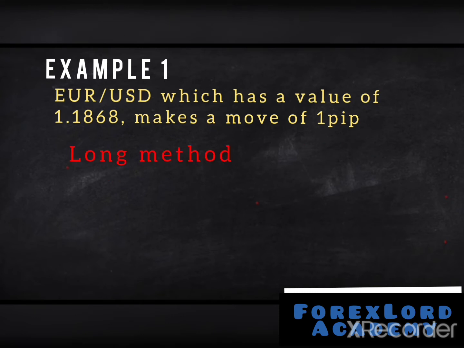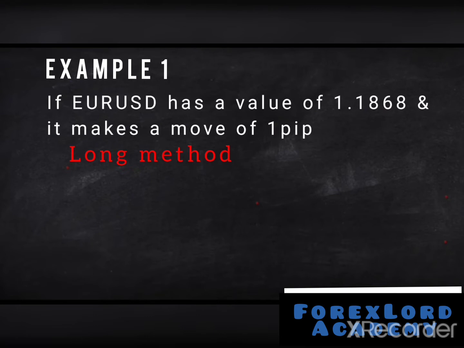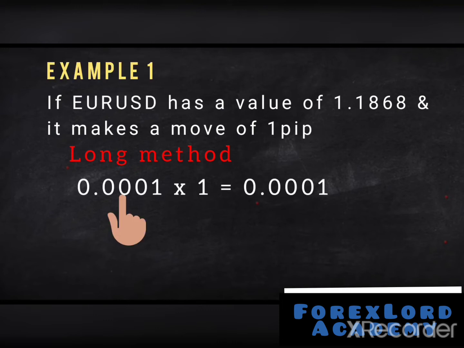Long method. This is how the calculation is done. We said the value for that is 0.0001, right? Now, the question said it makes a move of what? 1 pip. So we'll now use the formula, which is 0.0001 times 1. It made a move of 1 pip, and the new value will give us what? Still the same thing, 0.0001.